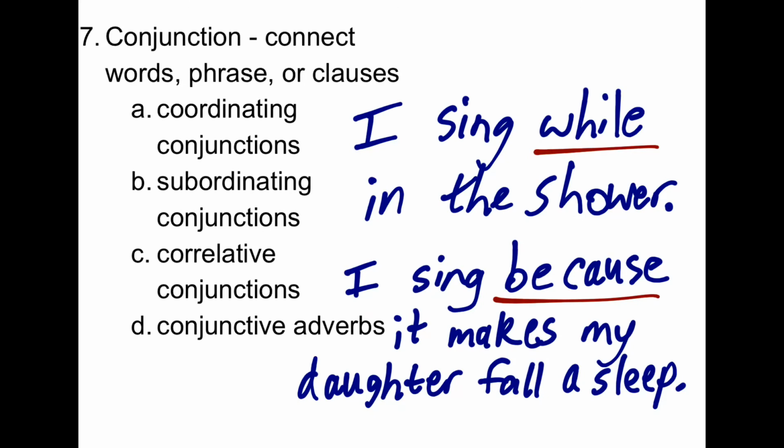Let's consider these different sentences, though. I sing while in the shower. I sing because it makes my daughter fall asleep. In this first sentence, while is an adverb, and it means during which. But in the second example, it is a subordinating conjunction because there is a subject and verb, just like in the first clause. And notice when you have an independent clause, then a dependent clause, you typically don't put a comma.